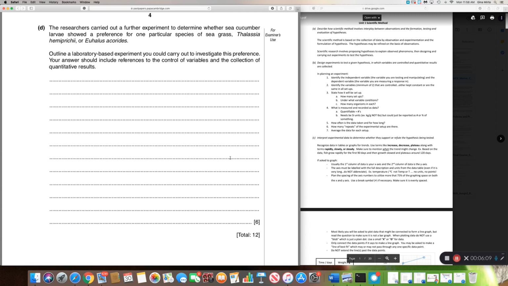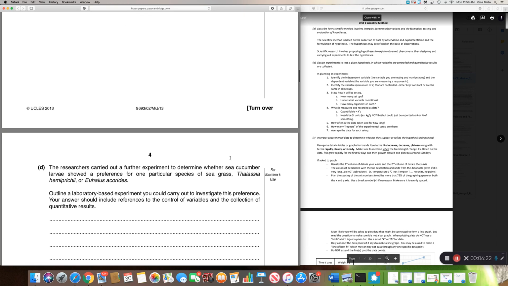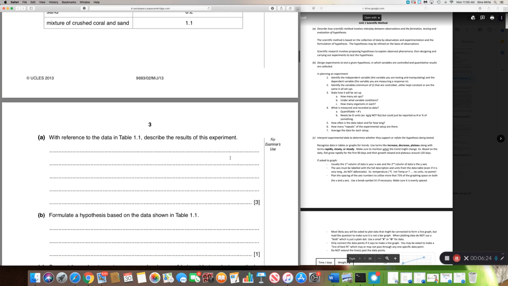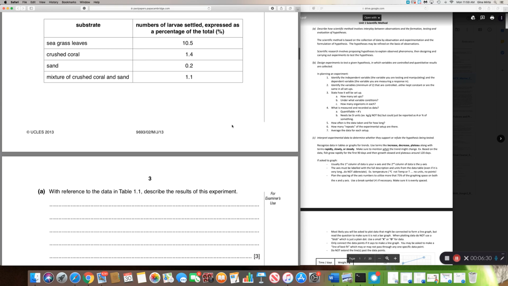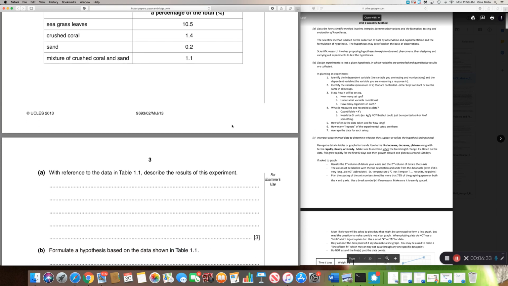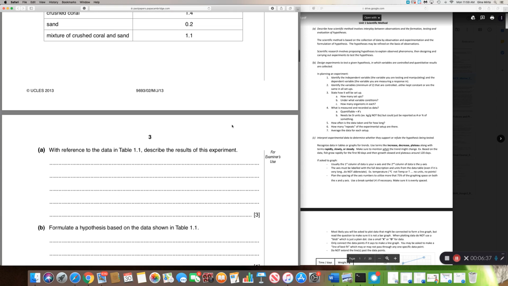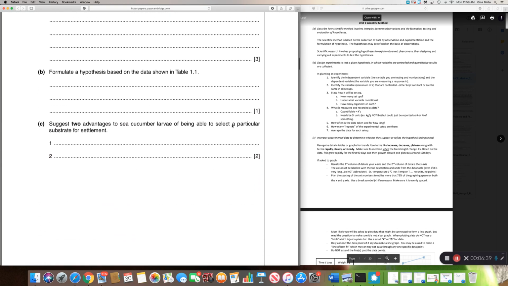So now you have to move from, okay, I'm copying that, to now I have to explain it as if I were talking to, let's say, my 4-year-old little sister. How do I explain this to her? The best substrate for these organisms to settle on is seagrass leaves, because 10.5% of them settled there. The worst is sand, because 0.2% of them settled on there, right? So that's the kind of stuff you want to look at, right?